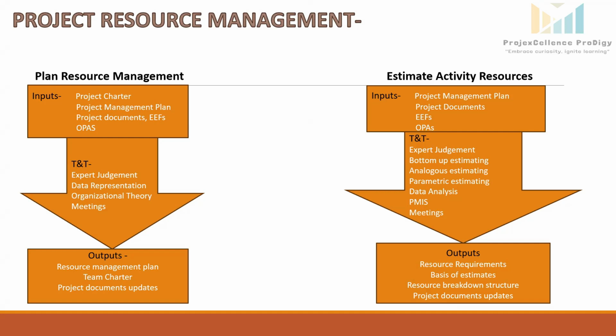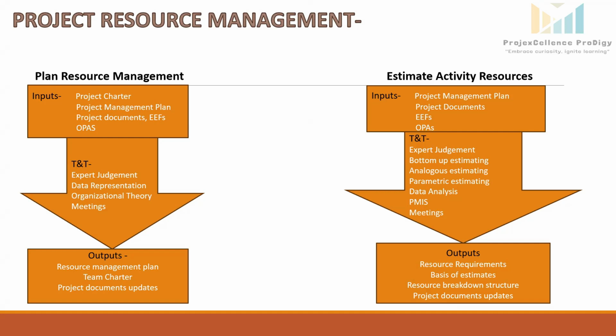Resource breakdown structure, RBS: we will get a hierarchical structure categorizing project resources. For example, in our project, under human resources, there may be managers, engineers, electricians, and the other category, equipment: cranes, testing tools, excavators. The next output is project document updates. Various project documents such as activity attributes, assumption log and lessons learned register will be updated according to the estimate activity resources process.